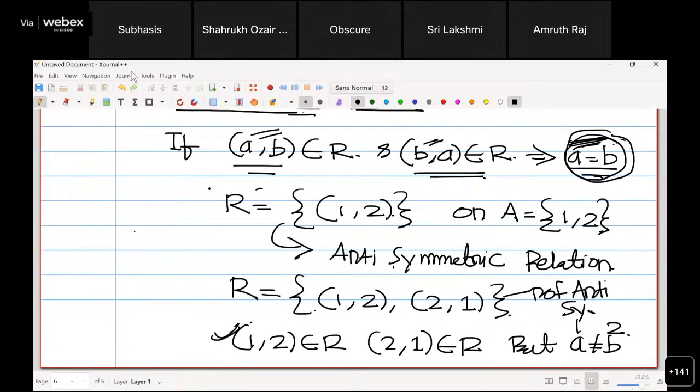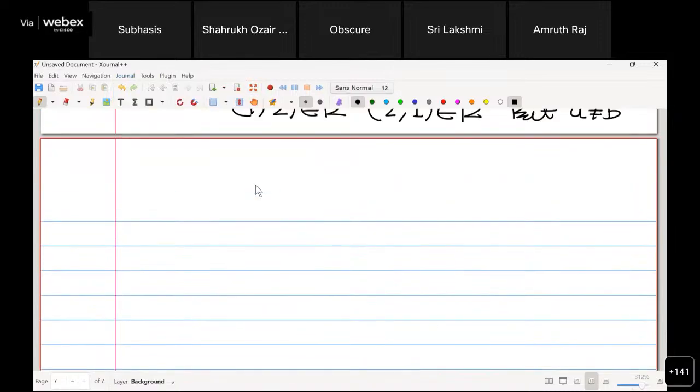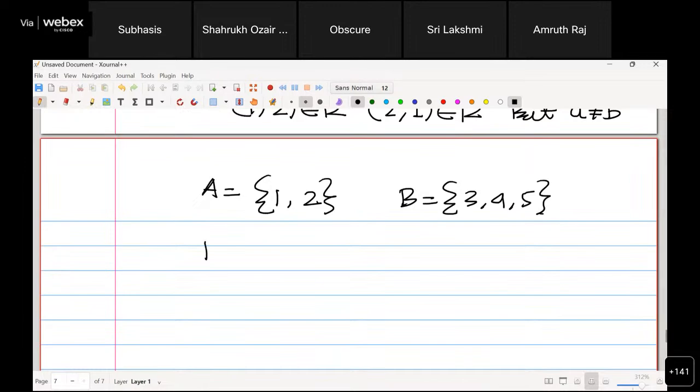Okay, so let me take a few more examples. I just want to do it properly. I forgot the set. So A is basically {1, 2} and B is {3, 4, 5}. Now if I take this relation (1, 3) and (2, 5).